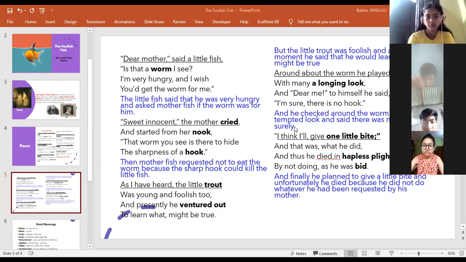That's why he said that, oh प्यारो, म हेर त एकदम राइट छस् है, मैले भनेको एकदम राइट हो, मैले भनेको एकदम राइट हुन्छ, because there is no hook, I can decide myself, भन्ने टाइपको एक खालको घमण्ड लिएर चाहिँ. Then he just decided, he said himself that there was no hook, हैन, केही पनि छैन, हुक सुक छैन, यस्तो हुक सुक केही पनि छैन भनेर चाहिँ he decided. "Then after what happened, I think I will give one little bite," and that was what he did, and thus he died in hapless plight by not doing as he was bid.